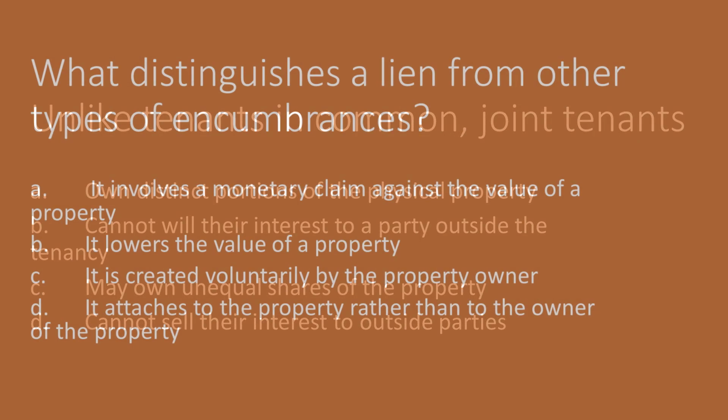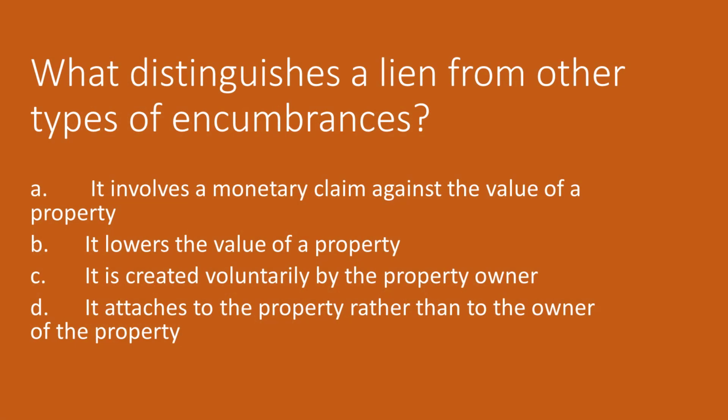Question number 4. What distinguishes a lien from other types of encumbrances? A, it involves a monetary claim against the value of a property. B, it lowers the value of a property. C, it is created voluntarily by the property owner. Or D, it attaches to the property rather than the owner of the property.